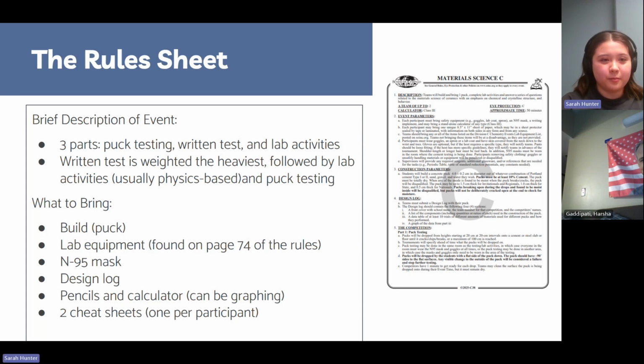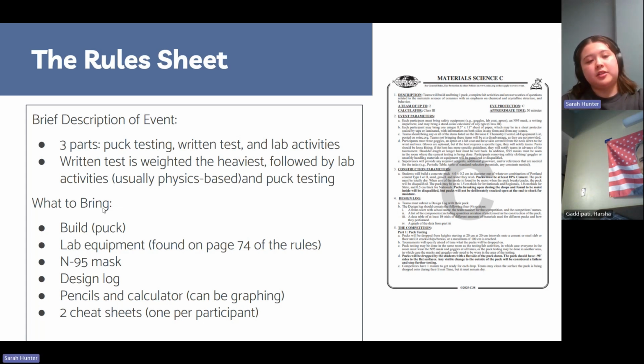Even though the puck testing is not worth that many points comparatively in this event, it's always good to have a design log, because as long as you bring that to the event and you have all of those parameters, everything that you need to have in the design log, you'll get like 8 points. So it's always good to do that to get some free points, even if you don't have time to make a big build. So that's a fun tip there.